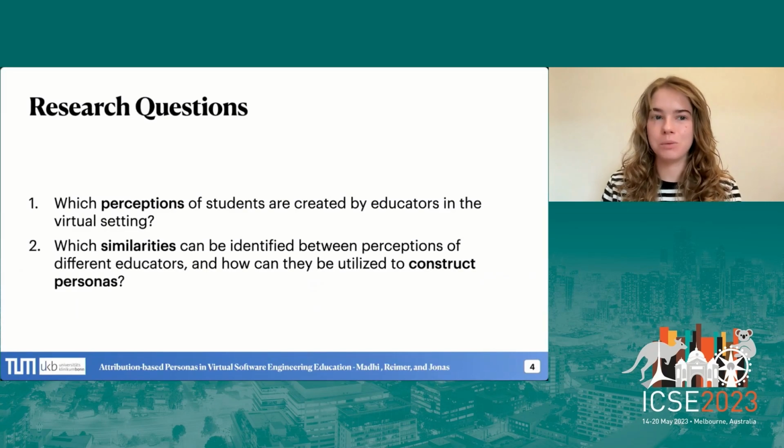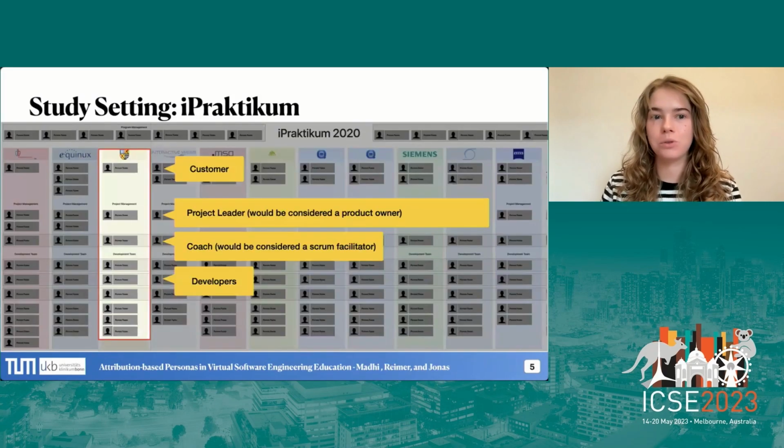And before I go deeper into the study methods, I want to quickly provide you an overview of the background that we conducted the study in, which is one of the courses that we taught at the Technical University of Munich during the pandemic. And that is called the iPracticum, which is focused on teaching agile software engineering to university students in a very industry-close environment. And to give you a bit of background on that, in the iPracticum, we usually have about 100 students per semester that participate in different roles.